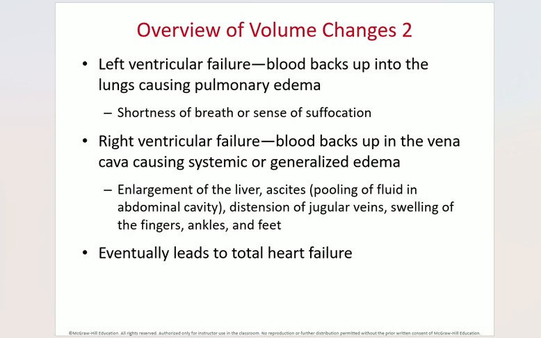If the right side fails, blood's backing into the vena cava and causes swelling in other places. So you got blood going in and no blood coming out. Then the same thing happens. Water's squishing out at the capillaries, and you end up with issues like swollen tissues, ascites, which is fluid in your abdominal cavity, swelling of the feet, swelling of the ankles, and either one of these can lead to total heart failure.